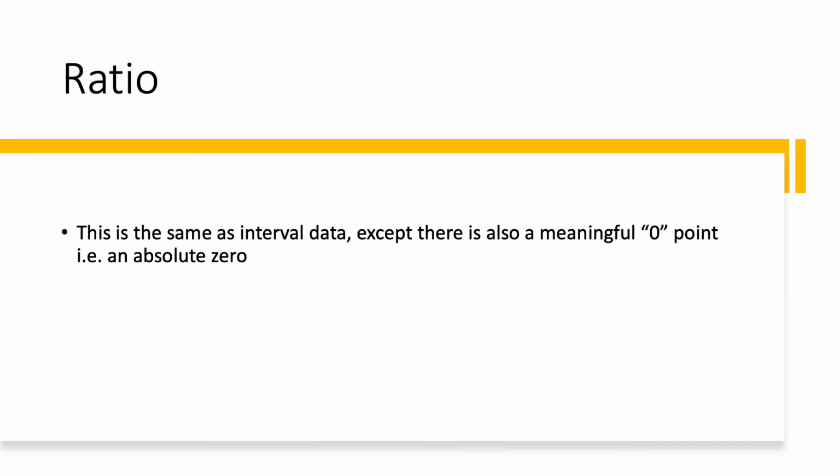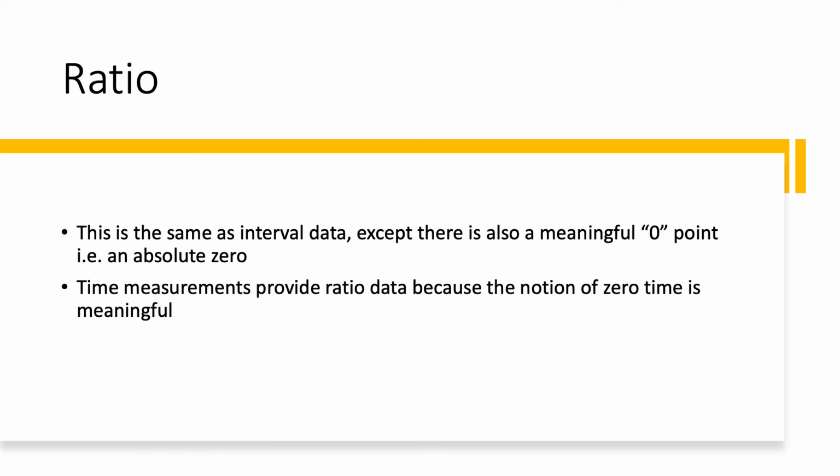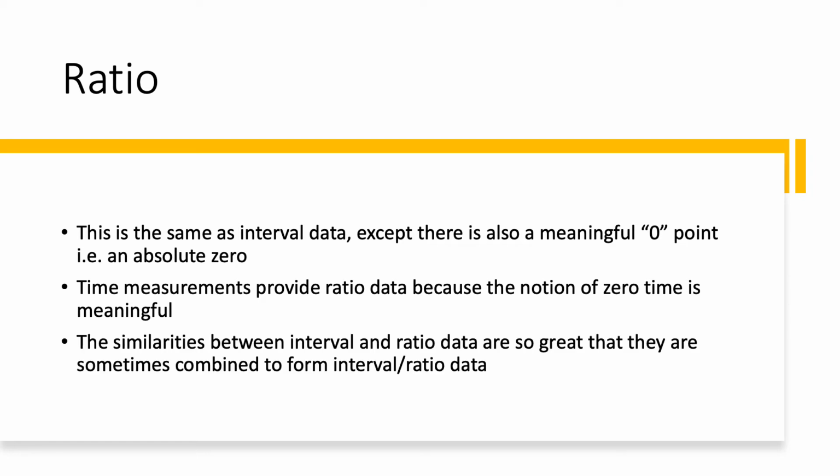Ratio is very similar. It's basically the same as interval data, except it has a meaningful 0 point. So, for example, time, because 0 time is a thing. You can think of it as interval data can go into minuses, so temperature and distance. However, things like time cannot. The similarities between interval and ratio data are so great that they are sometimes combined to form interval ratio data. Sometimes ratio isn't even mentioned and it will just say interval data.